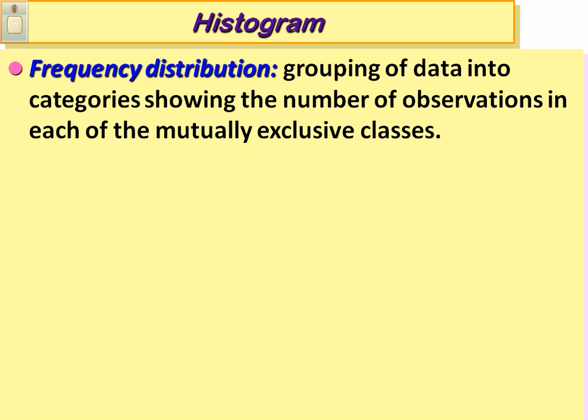A frequency distribution is where we group the data into categories showing the number of observations of each mutually exclusive class. What that means is there's no overlap. So if I let the first class be children ages 2 to 5, then the next class could start with children ages 6 to 9. There's no overlap. You can't be 5 and 6 at the same time. Does that make sense? Okay, so that's what we're looking at.